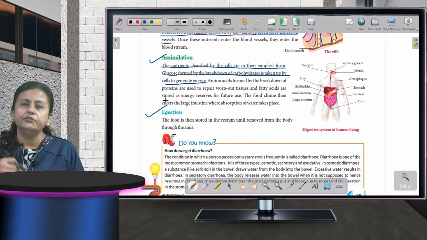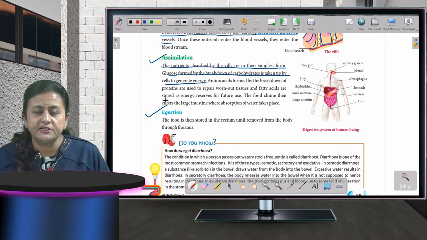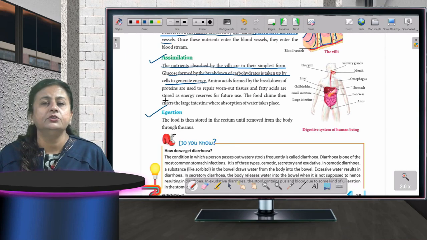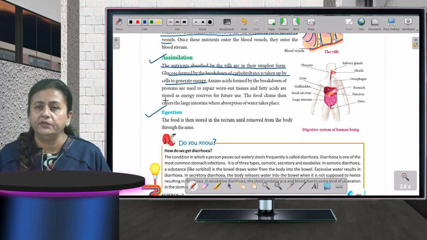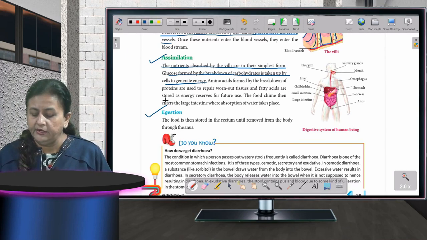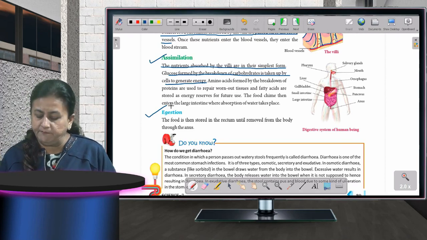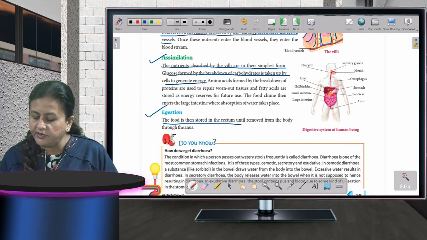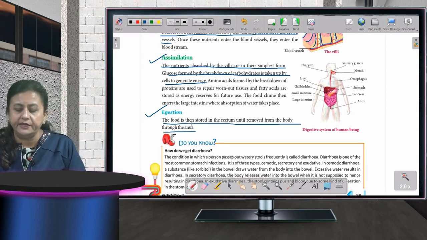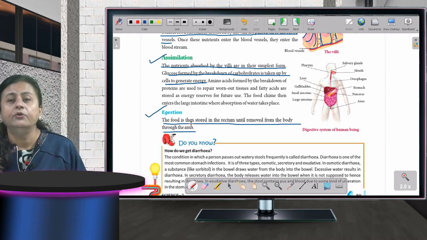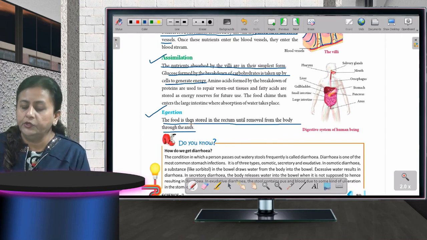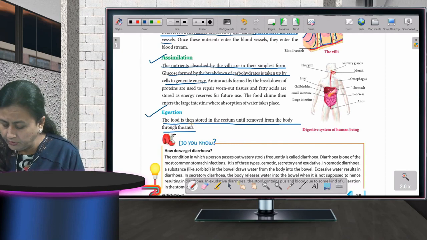Now whatever food we have eaten, some food is left undigested also, or which is not used by the body, that has to be taken out, and by which process does it come out? It comes out through the process of egestion. The waste is then stored in the rectum until removed from the body through the anus. Okay, fine. I hope you have understood now the nutrition in human beings. Now come to the next part.